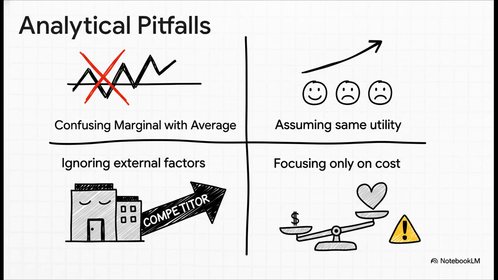When you're deciding whether to produce one more unit, the average cost of all the units you've already made is irrelevant. It's a sunk cost. Only the cost of that next unit matters for the next decision. Second, never forget that every customer is different. Utility isn't universal. You have to segment your market.